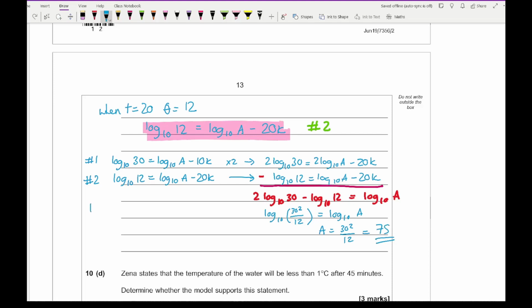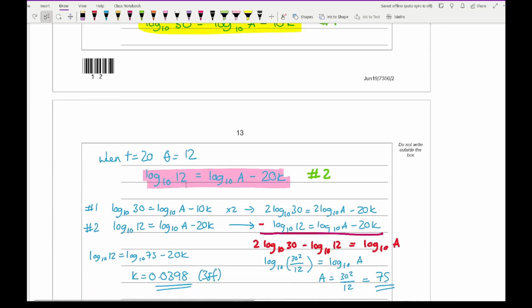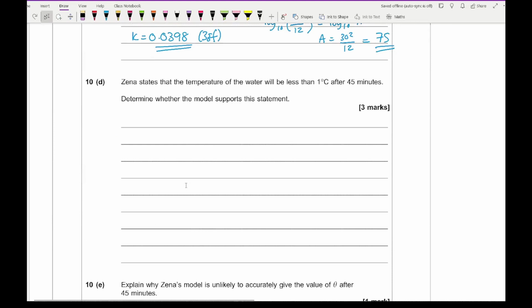So using log 10 of 12 equals log 10 of 75 minus 20k, doing a bit of rearranging, I get a k value of 0.0398, and that's to 3 significant figures. And so there are my values of k and a, which is what they asked me to find. It then says, Zena states that the temperature of the water will be less than 1 degree Celsius after 45 minutes. Determine whether the model supports this statement.